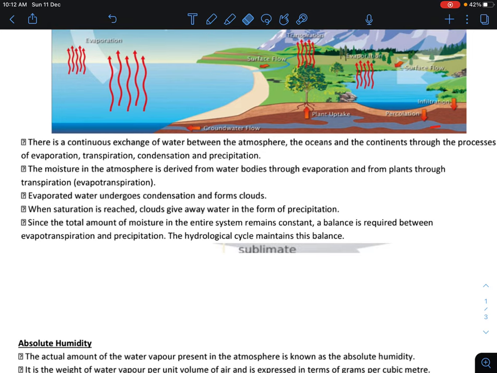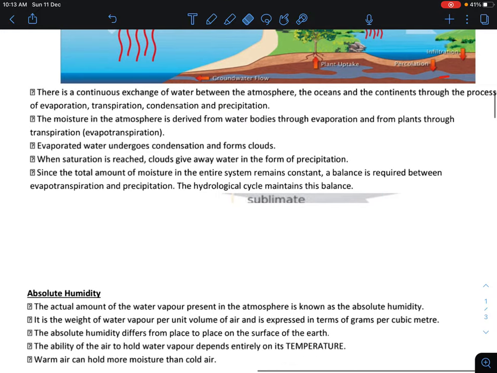The moisture in the atmosphere is derived from the water bodies. The moisture present in the atmosphere is basically coming from the water bodies. What is the process involved? That is evaporation. Also, moisture in the atmosphere is coming from the plants through the process of transpiration.